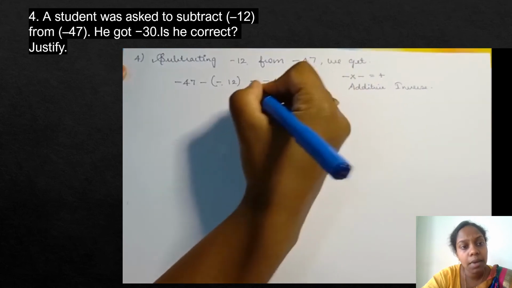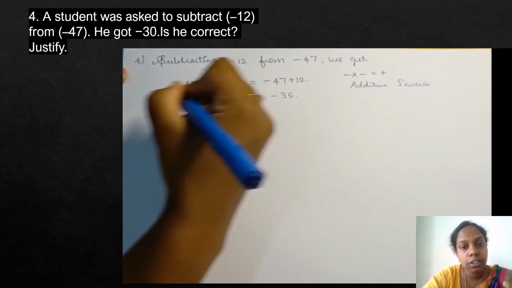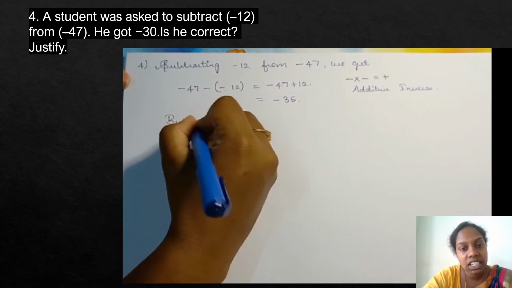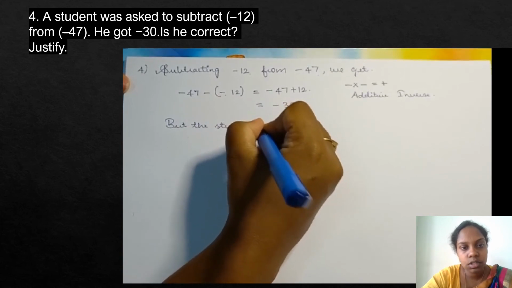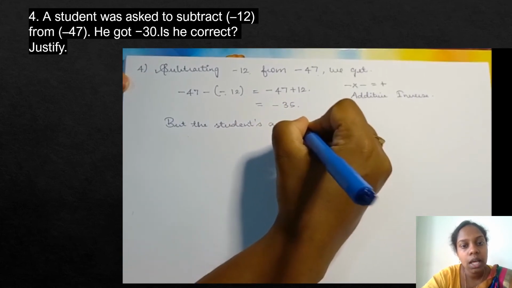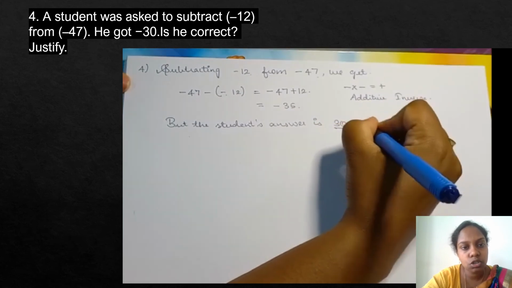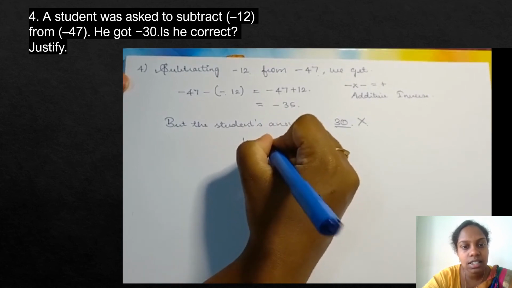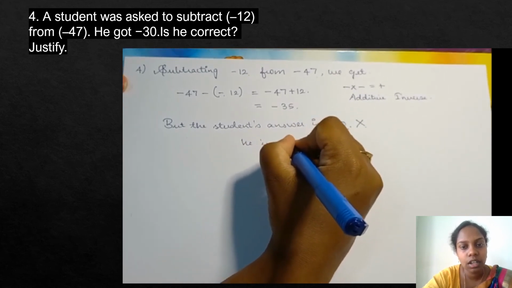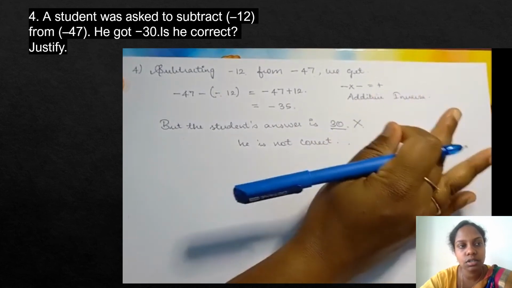Now write minus 47 minus of minus 12. We'll write it as minus 47, and minus into minus will give you plus. So minus 47 plus 12. We have to subtract, and we'll get the answer to be minus 35. But the student has got the answer to be minus 30, which is not correct. The correct answer is minus 35. Have you understood? I hope you would have understood.